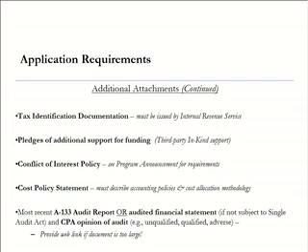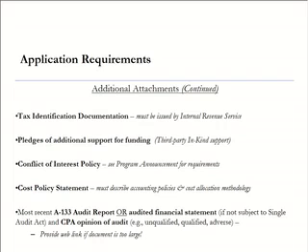Additional attachments continued. The tax identification documentation must be issued by the Internal Revenue Service. Pledges of additional support for funding or third-party in-kind resources. This includes providing detailed descriptions of any additional funding or third-party in-kind resources the applicant will devote to the project and copies of donation letters or checks from outside entities. A copy of your conflict of interest policy is required. Please see the program announcement for specific requirements.